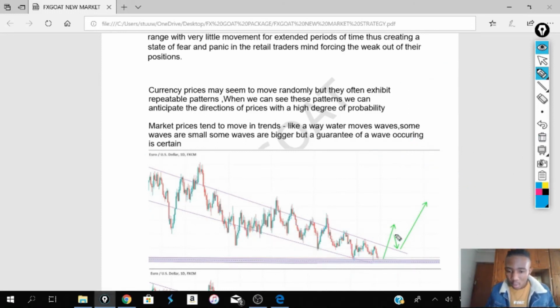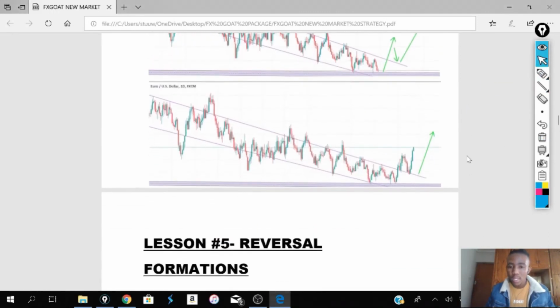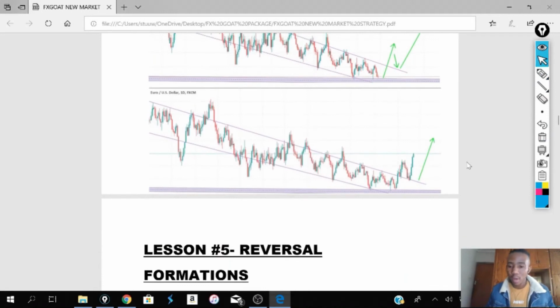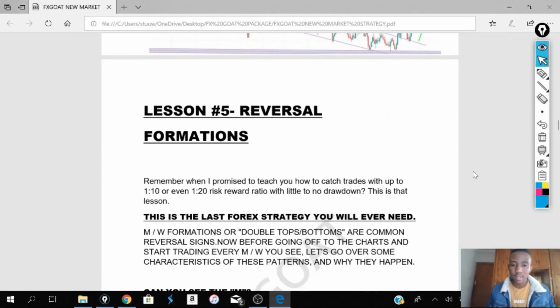As you can see right here, we say we're looking for a buy. Why? Because we entered what now? We entered a buy trend. Meaning we're looking for those ups and downs in a buy trend. All right. As you can see right here, the market respected the setup. Why? Because you understand the patterns. Let's go to the last lesson, reversals.